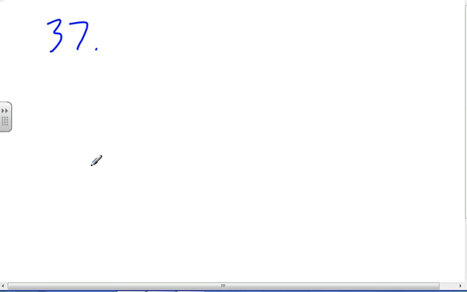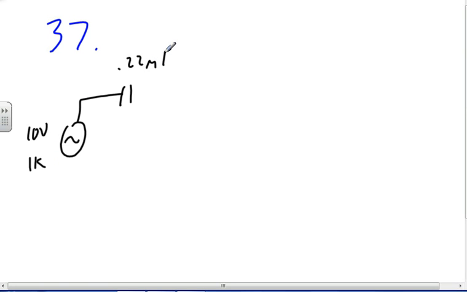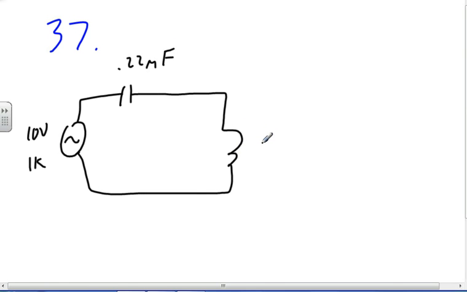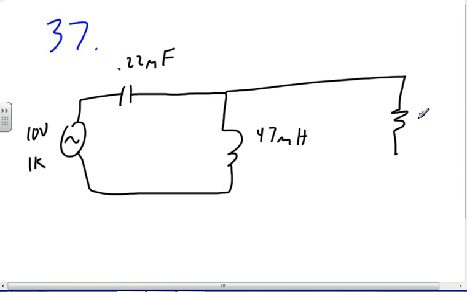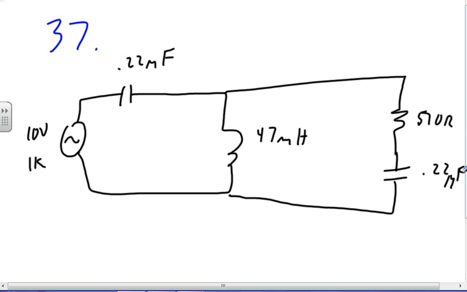All right, so I've got something here. 10 volts, 1K. Got a capacitor, 0.22 microfarad. Got an inductor, 47 millihenry. I think we had one of them before, didn't we? Resistor, 510 ohms. Capacitor, 0.22 microfarads. All right.